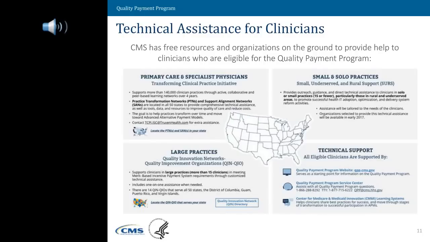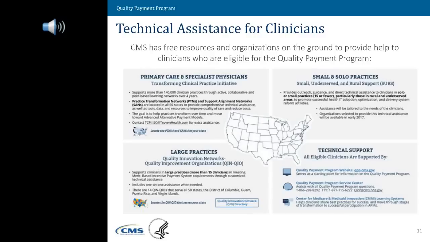There are 3 major components of the technical assistance program. We have the Transforming Clinical Practice Initiative, the Quality Innovation Networks and Quality Improvement Organizations, or the QIN-QIOs, and the Small, Underserved, and Rural Support, which we have titled the QPP SURS program. The QPP SURS program really is for those small practices with 15 clinicians or less. We are working to get the SURS program out there and get it going. We anticipate this in early 2017, so it is forthcoming.